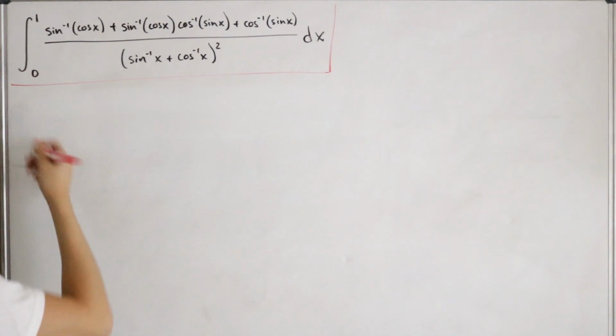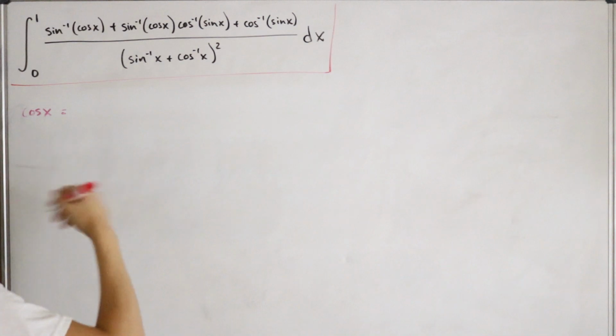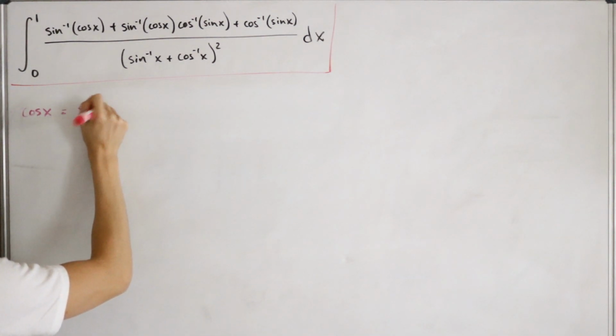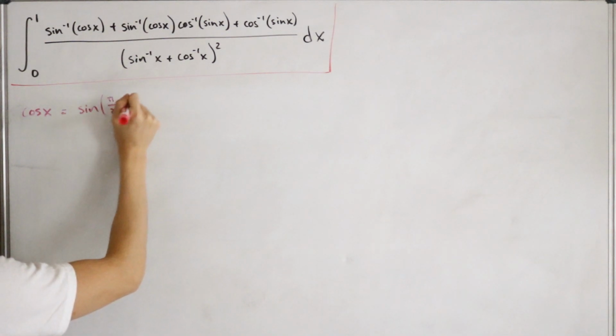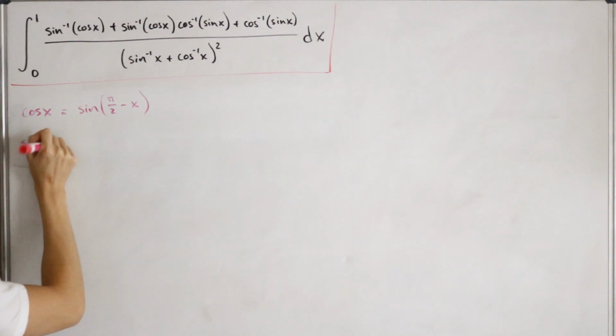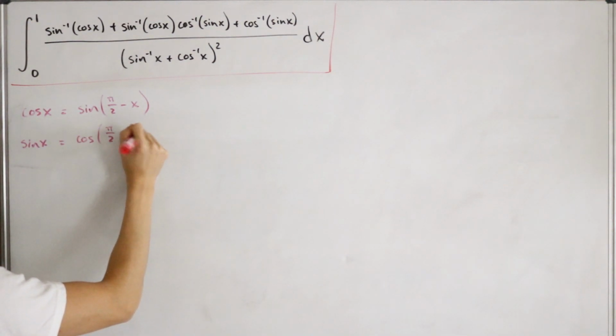So for our two functions, cosine of x, if we utilize the symmetry of pi over 2 radians, is going to be written as sine of pi divided by 2 minus x, and the same thing for sine of x, which will be cosine of pi divided by 2 minus x.